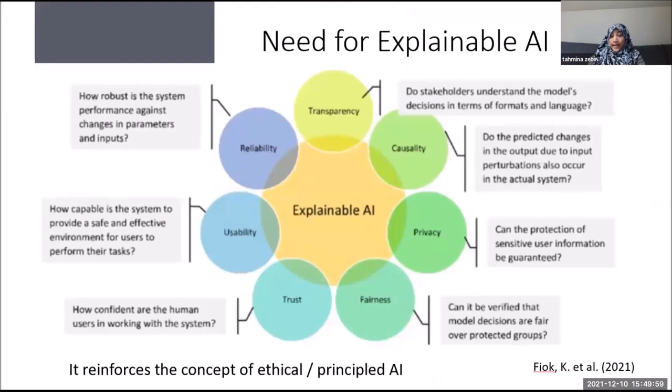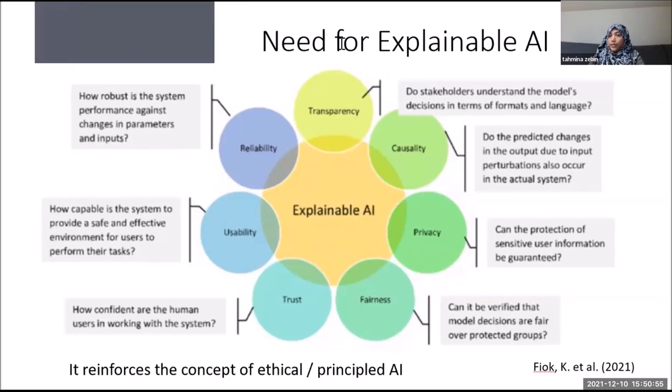So as I say, to ensure fairness, explainable AI is the way to go. It reinforces the concept of ethical and principled AI. Under explainable AI, we currently have a lot of things covered. The first objective we are trying to gain is transparency. If I have used multiple process variables while inferring something, I want to be able to see what the algorithm used in its decision making. Or, in terms of reliability, we want to see how robust the algorithm that we have developed is against changes in parameters and various inputs.